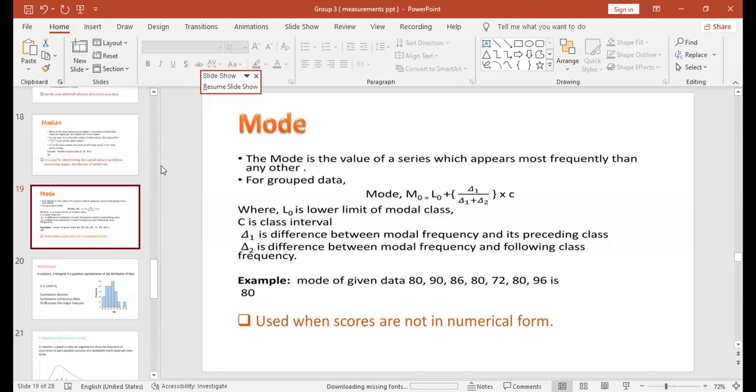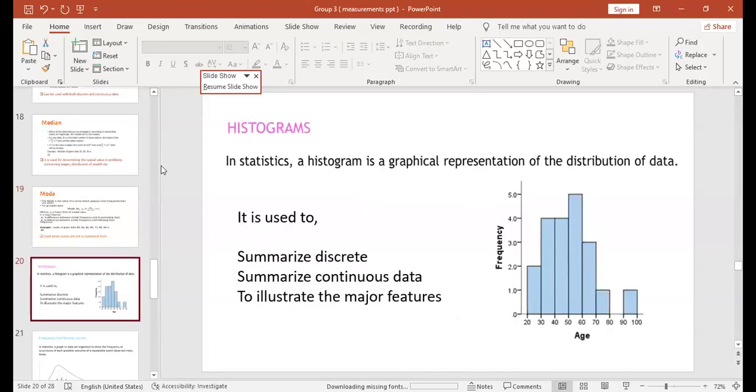To find the mode of your test scores, for example, a teacher would list all your math test scores in order from smallest to largest, and then find the number that appears on the list most frequently. Let's move to the next slide.